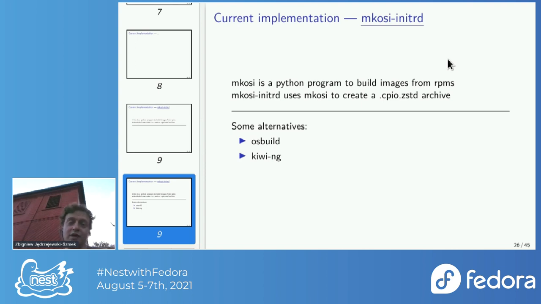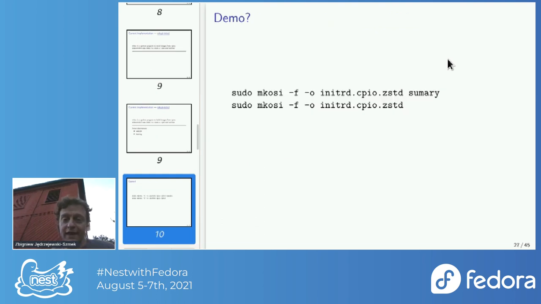So I think that the implementation is not so important because it's really not that much functionality. Even if this scheme is adopted, maybe a different approach will be used in the end. This doesn't matter so much. And now I want to do a demo.